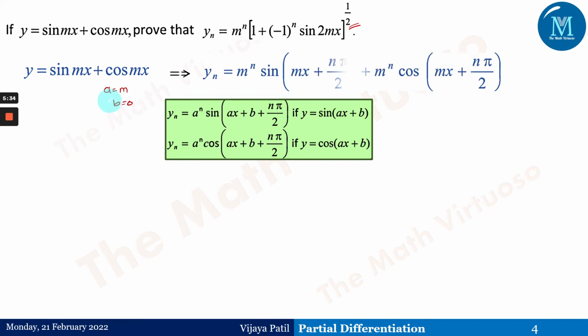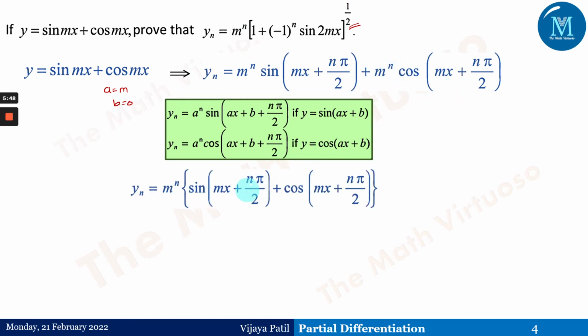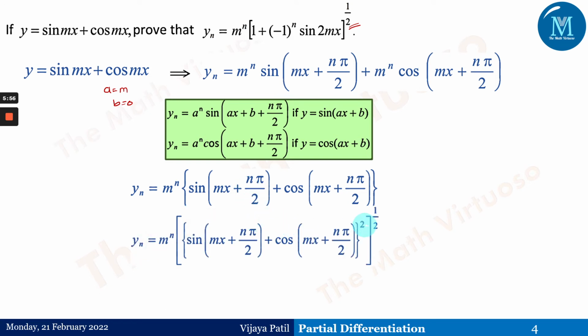So writing the nth derivative, we are going to get m to the power n, because the value of a is nothing but m. So m to the power n sin of mx plus n pi by 2 plus m to the power n cos of mx plus n pi by 2. Now we just have to arrange this. So m to the power n, we have taken out from both the sides, both the cases here, and please do check it here.